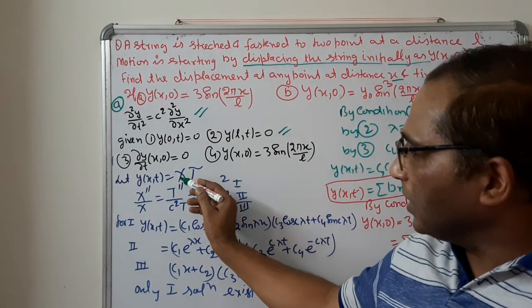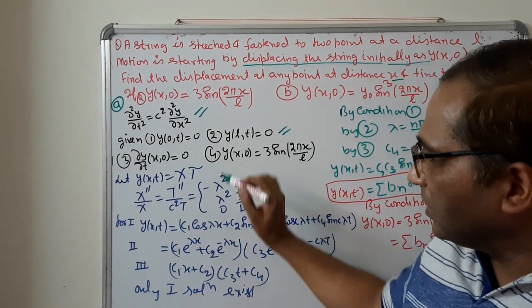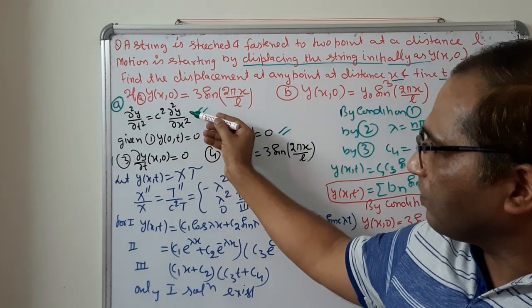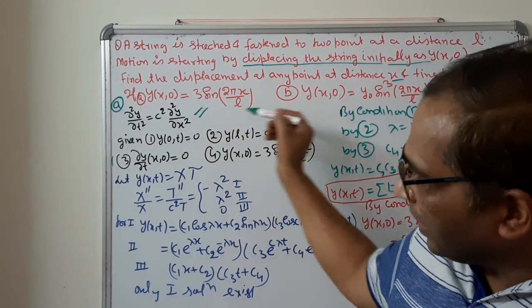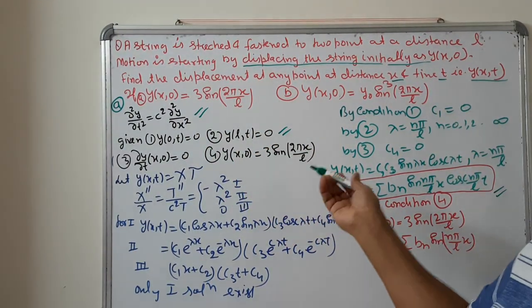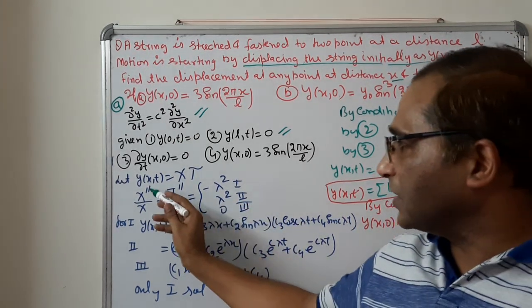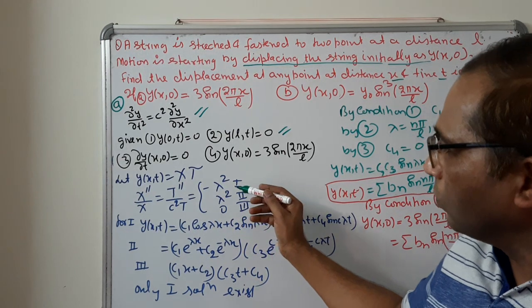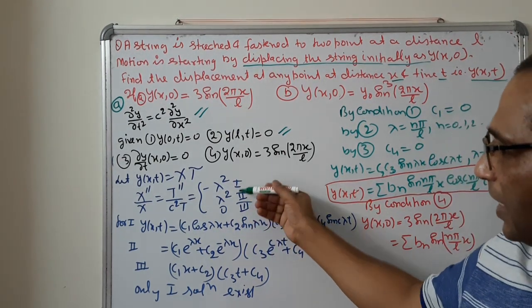First we take y(x,t) equal to X into T. We take X into T and then find the second differentiation with respect to t and with respect to x here, and then divide the whole equation by XT as we discussed in the last video. We get X double dash upon X equal to T double dash upon c square T, that is equal to minus lambda square and 0.